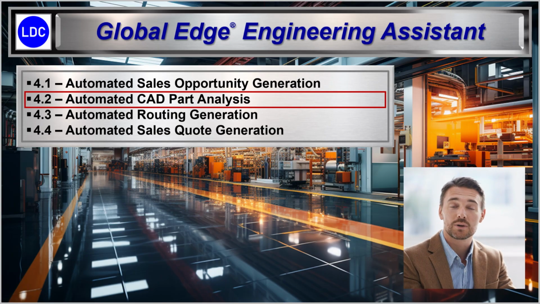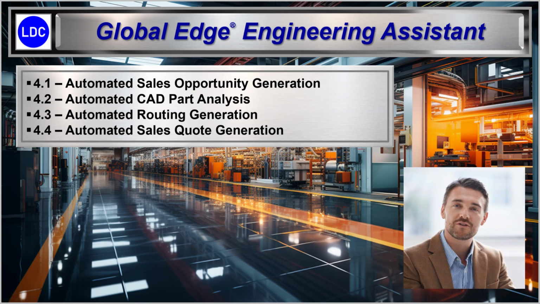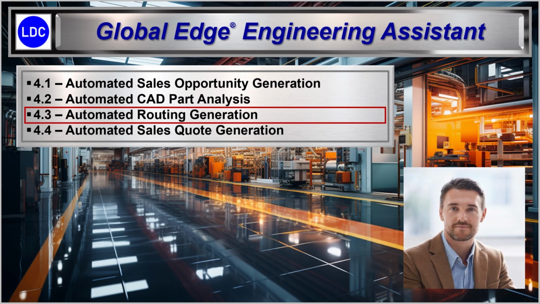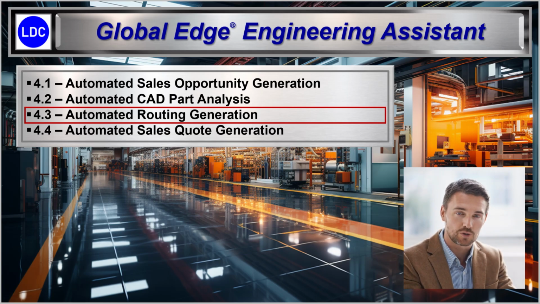foundation for manufacturability testing, automated routing, bend program, and sales quote generation. Step 4.3 features automated routing generation, a capability that analyzes CAD part parameters and matches them to optimal manufacturing processes, bend processes, and machine tool parameters to produce optimized routing steps, including accurate time and material cost rollups.